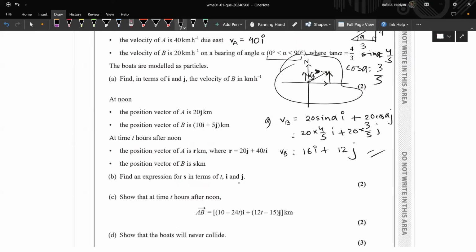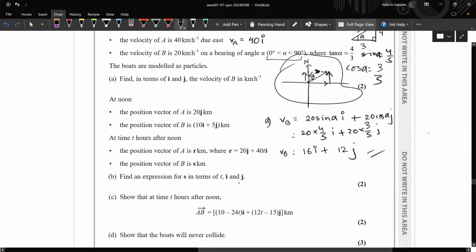Okay, so the next part says, at noon, the position vector of A is 20j kilometers. The position vector of B is 10i plus 5j kilometers at time t hours after noon. The position vector of A is R, where R is this. So this is another place where they tried to trick us. They gave the j vector first. So anybody, literally anyone, could actually just mistake this for 20i plus 40tj. Like, they really wanted us to fail this time.